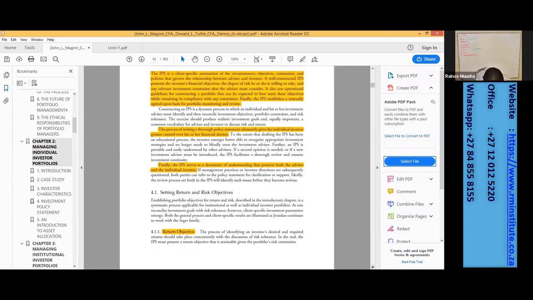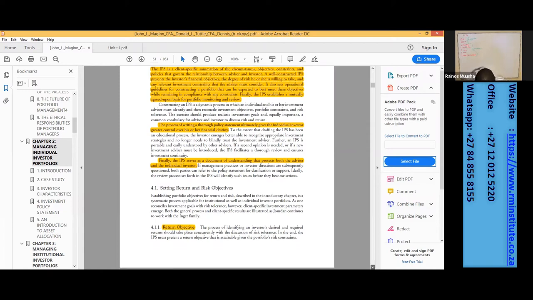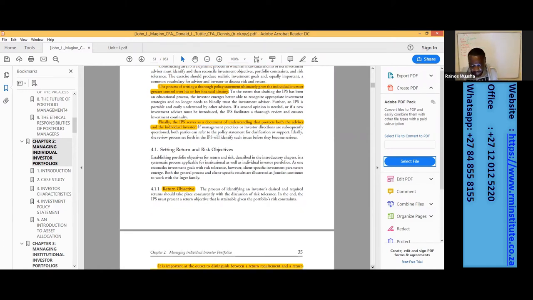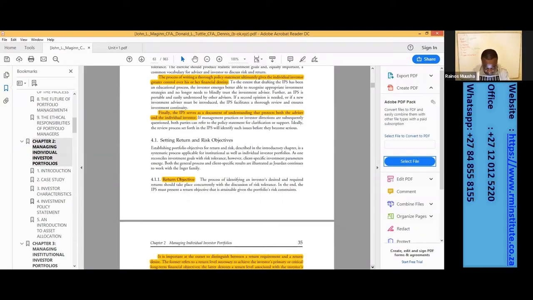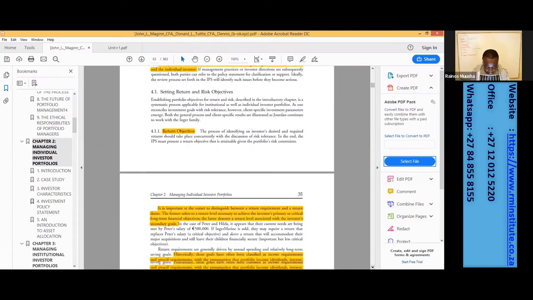Very, very important. So remember we said when it comes to the investment policy statement, you have to look at the risk and return objectives. You have to look at the liquidity. You have to look at the legal and regulatory issues, time constraints, or time horizon, the taxes, and also unique circumstances as well, right? So looking at the return objectives.